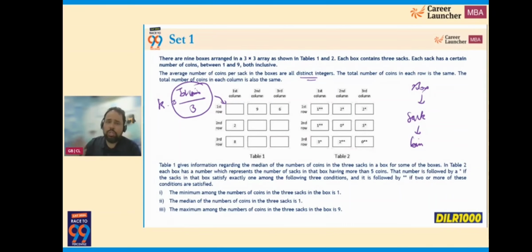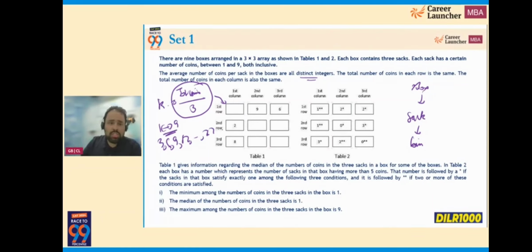Which means if the average is 1 to 9, then the total is what? If the average is 1 to 9, then the total is 3, 6, 9, 12, so on and so forth till 27. This is the total of the coins. In one particular box I will have 3 coins, in some other box I will have 27 coins, in some other box 12 coins, in some other box 15 coins, so on and so forth.